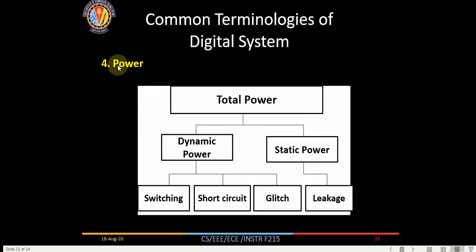The last one is power. There are many kinds of power in a digital IC system. One is known as static power. Static power means that whenever the input is not changing, there is still some power consumed. Even if you have not given an input and the output is remaining stable, there will be some leakage power. That is known as static power. Dynamic power is whenever the input is changing from low to high or high to low. There are several types of dynamic power, which we will learn towards the end of the course. I'm just introducing some terminologies right now as an introduction.